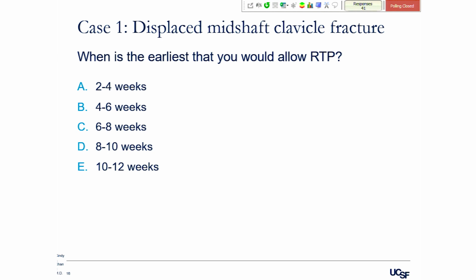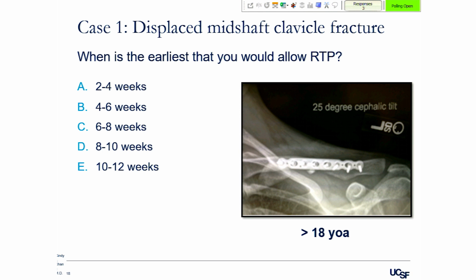Now, let's add this in. Let's say that the decision was made by the consultant orthopedic surgeon to plate it, and this patient is greater than 18 years of age. Now, when is the earliest that you would allow return to play? So let's vote on that.